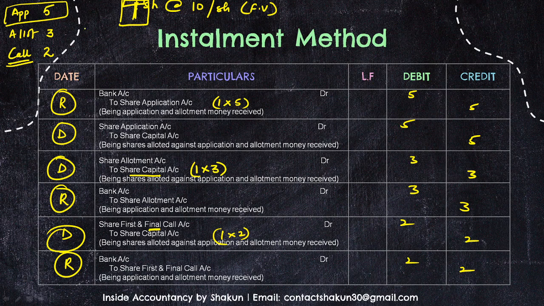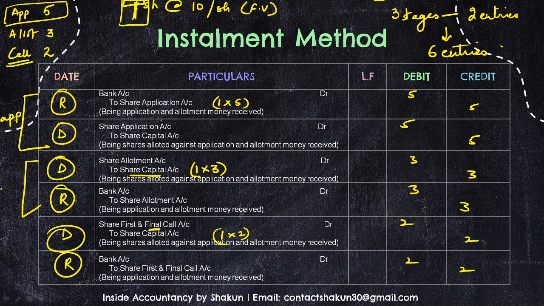As you can see, there were 3 stages. Every stage has 2 entries. So in total, we have passed 6 journal entries, 2 entries for each stage. But you have to remember that in case of application, first it is receive and then due. In case of allotment, it is due, then receive. And in case of calls also, it is first due and then receive. So this was the accounting treatment in case of the installment method.